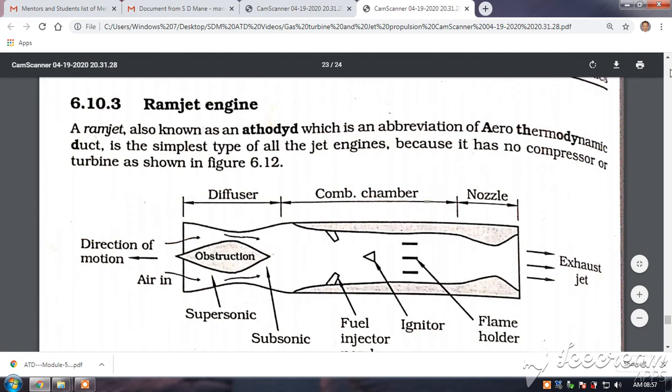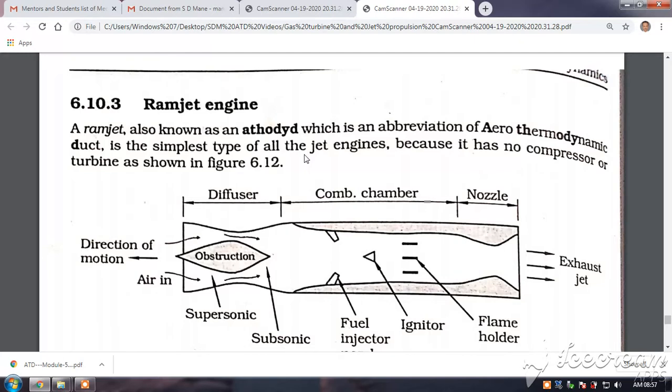Hello students, continuing our discussion on jet propulsion on air breathing engines, we will see the third engine, that is the ramjet engine. Ramjet, also known as ATHODYD, which is an abbreviation for aerodynamic and thermodynamic duct, is the simplest form of jet engines because it does not have a compressor or turbine. It is similar to the turbojet, but here there is no compressor and no turbine.